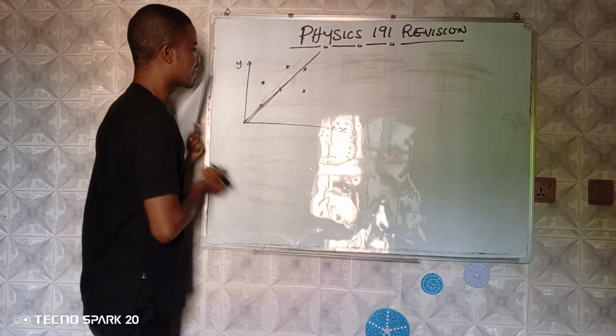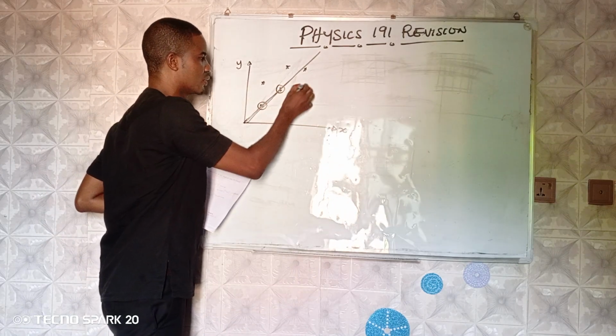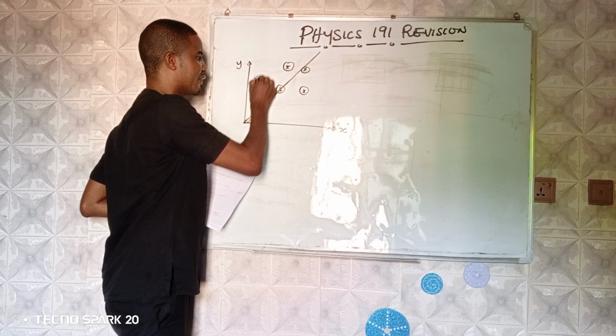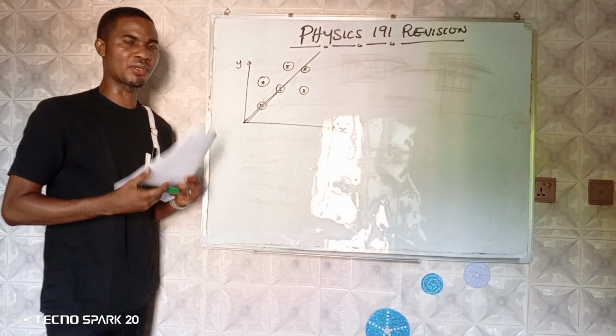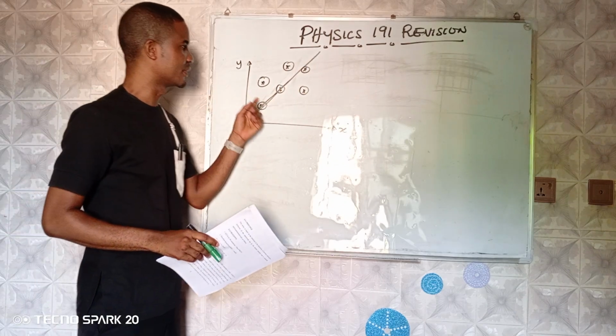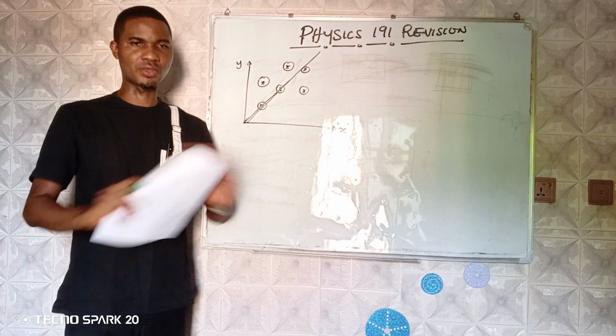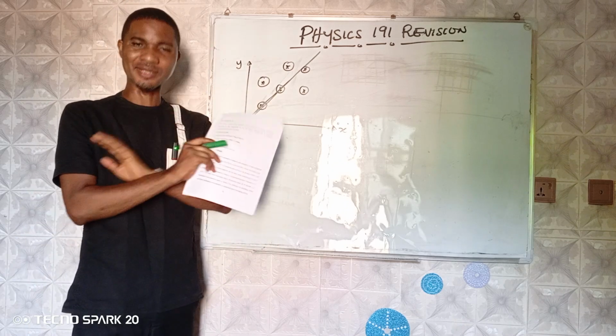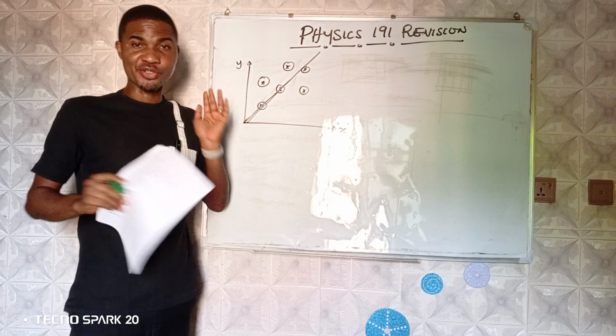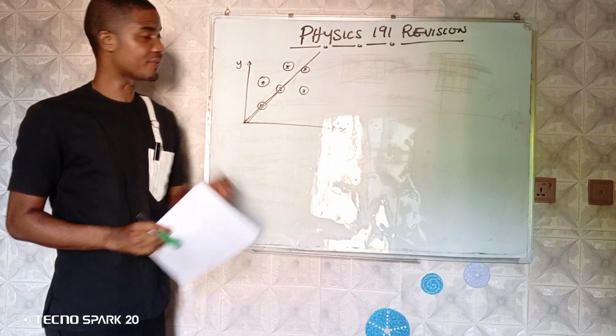Now, how many points did I plot? I plotted 1, 2, 3, 4, 5, 6. There are 6 points plotted. Of these 6 points, it's not a must that all of them enter. In fact, all of them should not enter. There is a reason for that.